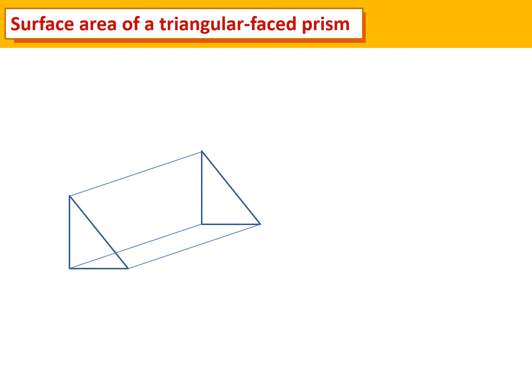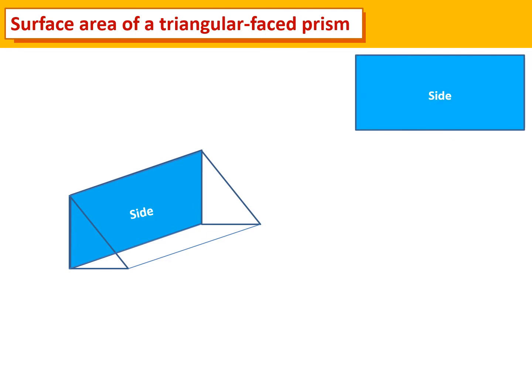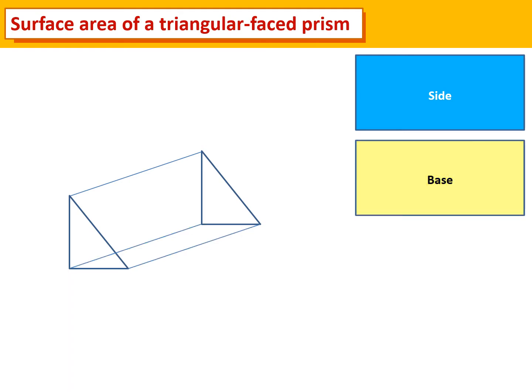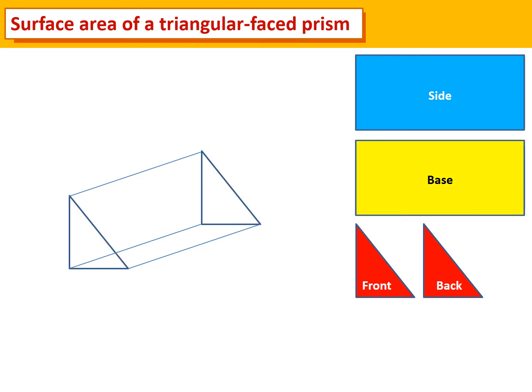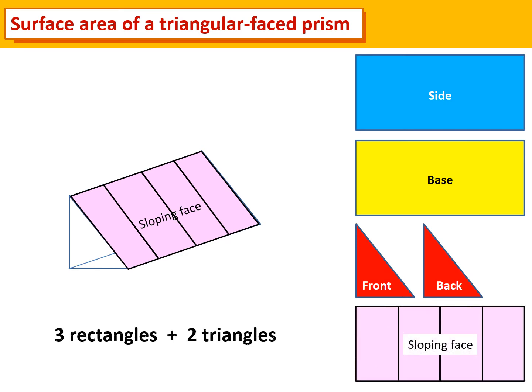So here we have a triangular faced prism, and it's made up of one side, a base, a front triangle, and a back triangle, and finally a sloping face. So that's 3 rectangles and 2 triangles.